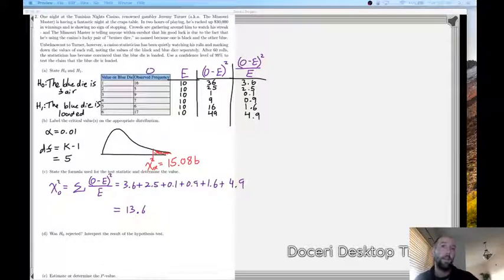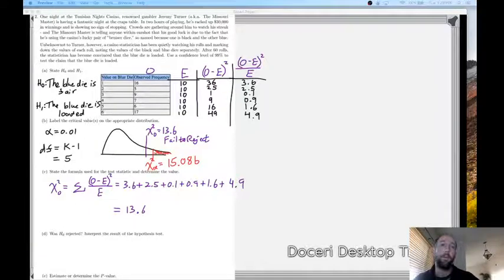Seeing where it lands in our distribution, and whether our test statistic is in the critical region, we see that it is not. So therefore, we fail to reject the null. This evidence was strong, but not strong enough to claim with a 99% confidence level that this die is loaded.